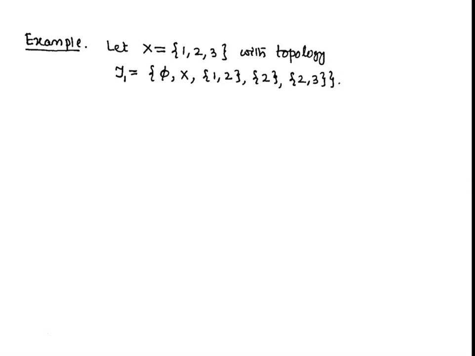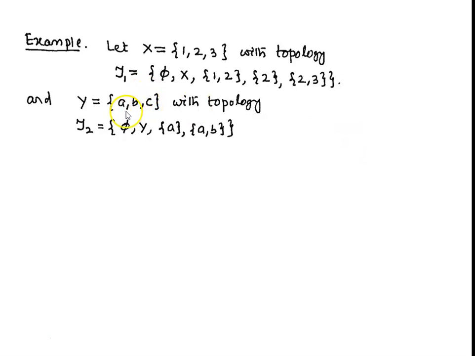Here we have an example. Let X is equal to {1, 2, 3} with topology tau 1 as empty set, whole space, set containing 2 points {1, 2}, singleton set {2}, and set containing 2 points {2, 3}. And let Y be another set containing 3 points A, B, C with topology tau 2, which contains the empty set, whole space Y, singleton set {A}, and set containing 2 points {A, B}.